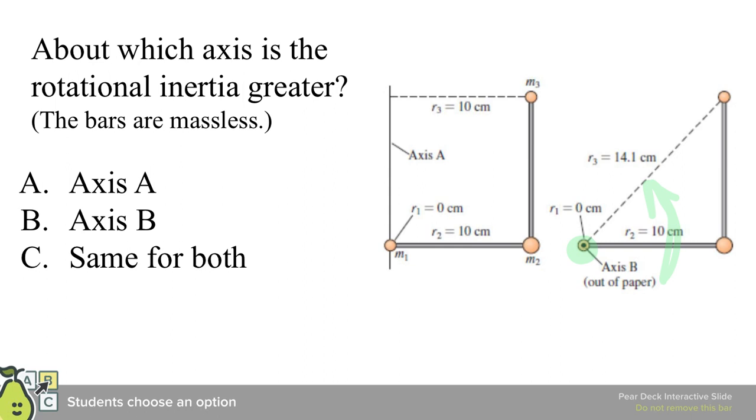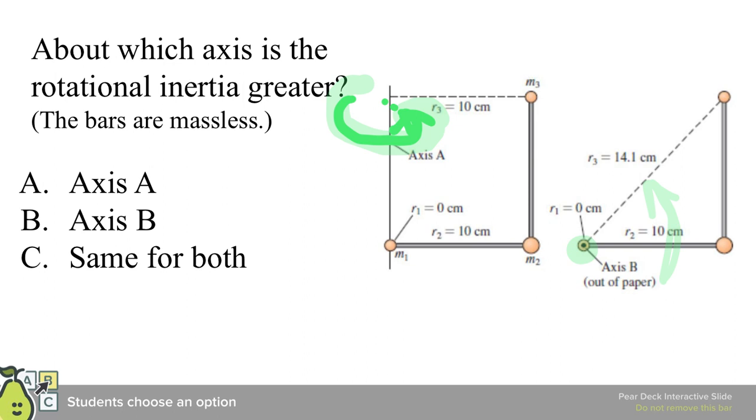But for case A, it's a little weirder because you have to sort of imagine the whole thing coming out of the page and then going back in. So like this, and then around again. So you have to imagine the thing spinning out of the page.